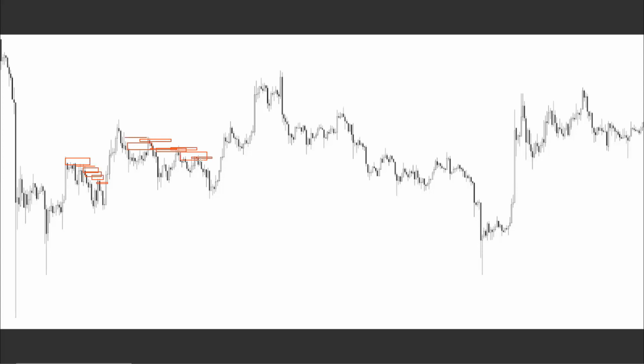Sorry for these markings, but you get the idea there. And you can see how quickly price moves through those areas.